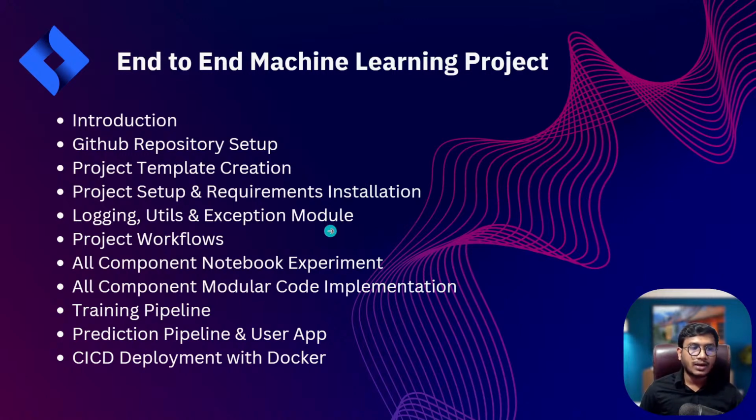Then we'll start with the logging, utility, and exception modules, because these three modules will help you debug your code going forward. We always need to write logging functionality in our code, as well as utility functionality, which gives you code reusability, so that you can use the same function again and again. We'll also use the exception module, because whenever you implement any project, there will definitely be some exceptions, and we'll learn how to handle them inside the exception module as well.